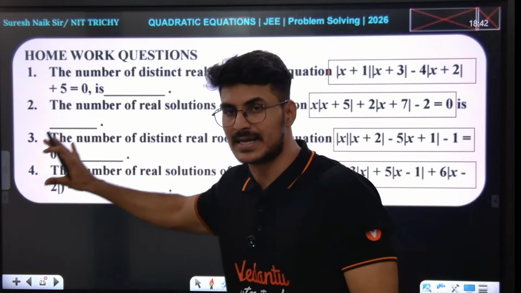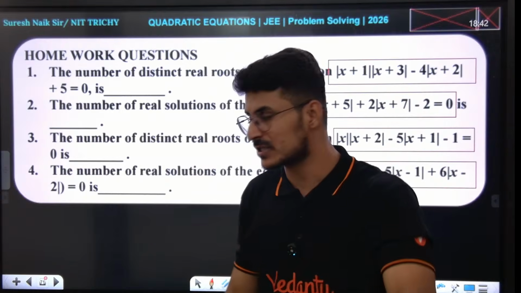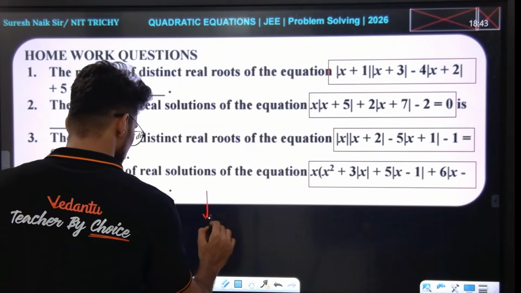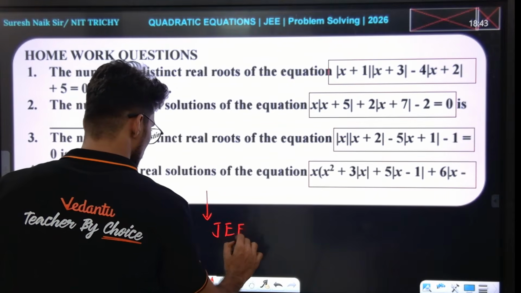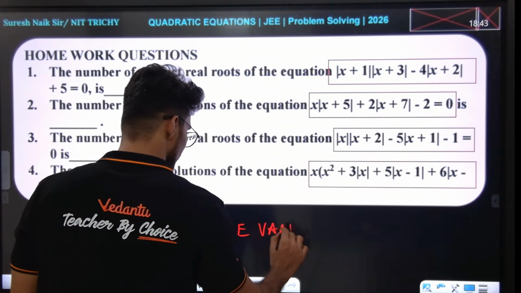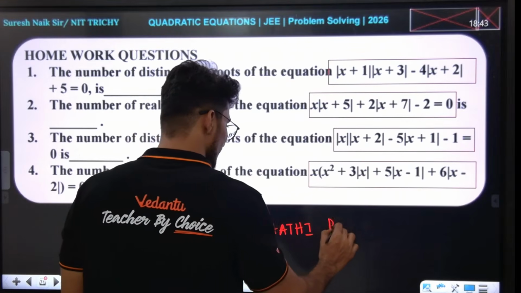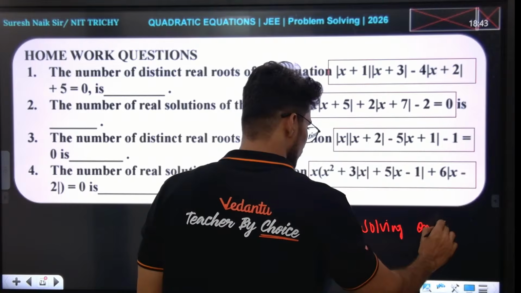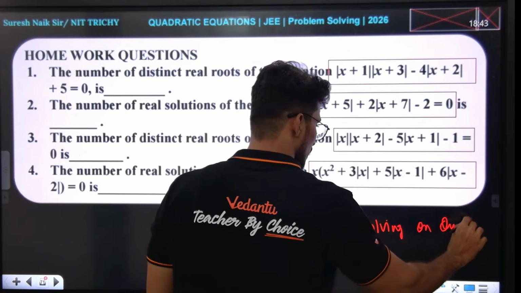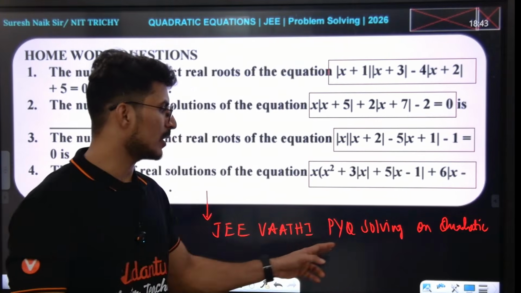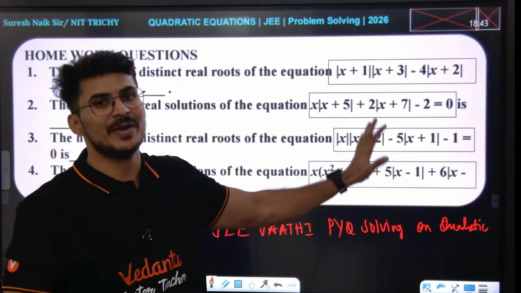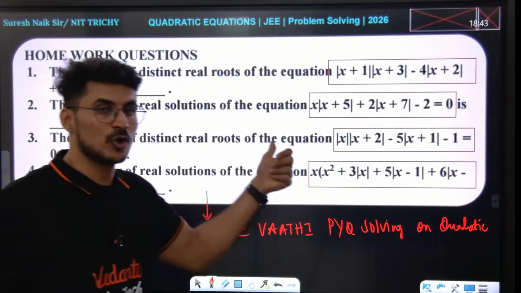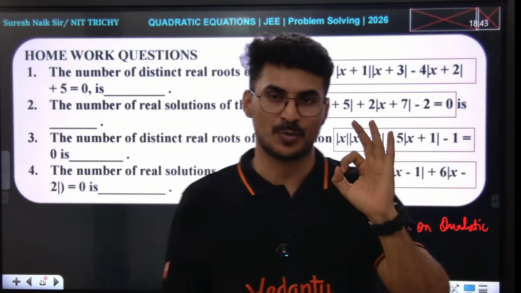if you want to understand the solutions and tricks of this, in JEE, the PYQ solving on quadratic, you will be getting the answers to all of this. The same questions I am giving here as homework. So without looking at the solution, you can try them. Super questions.